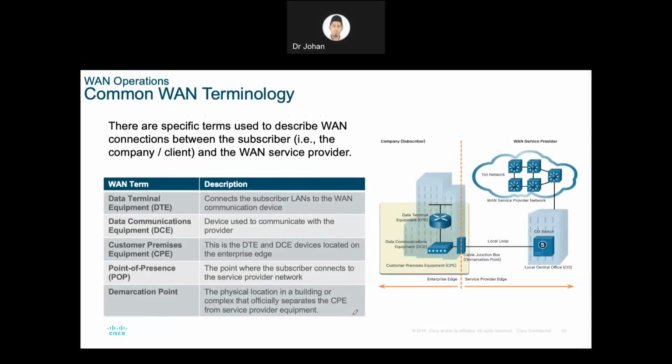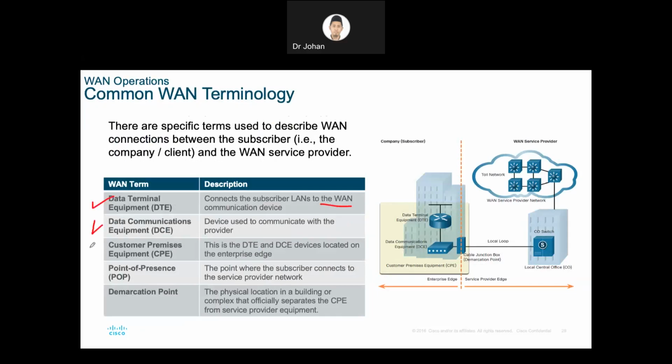There are specific terms used to describe the WAN connection between the subscriber, for example the company or client, and the WAN service provider. We have one term, DTE or data terminal equipment, which connects the subscriber LANs to the WAN communication device. And remember DCE, the device used to communicate with the provider.